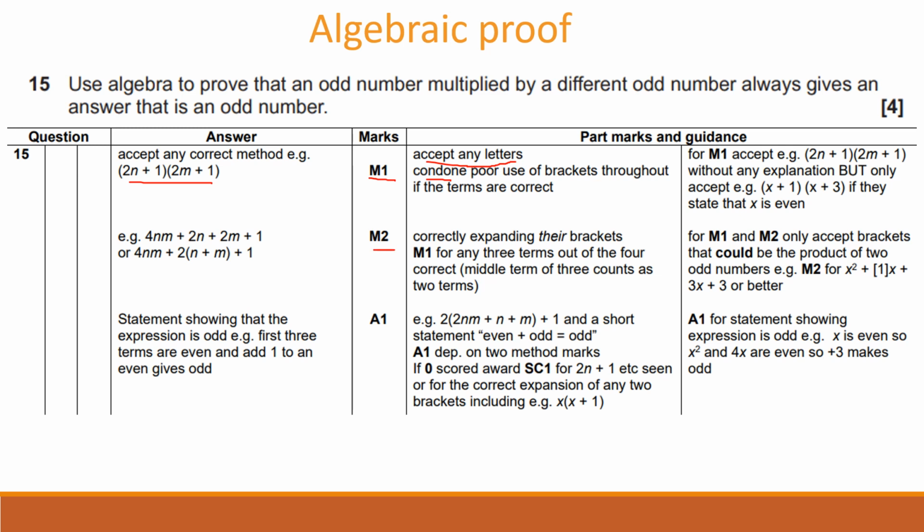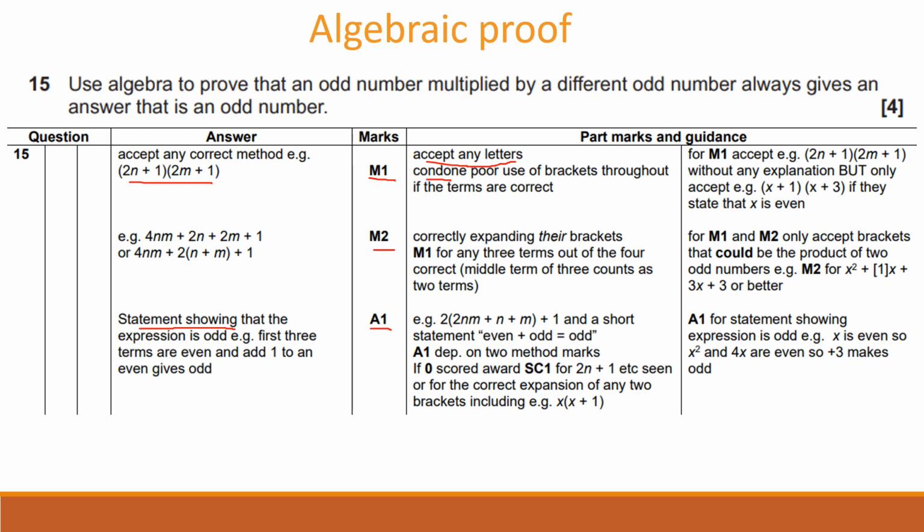Then you get 2 marks for doing the expanding to make sure that we've got a full expression, and then factorising to show that we have got an even number, which makes it an odd number. And then the final mark comes from explaining what is going on. So you need a statement showing that the expression is odd. E.g., the first 3 terms are even, you add 1 to it, it gives you an odd number. That will give you the 4 marks on this question.